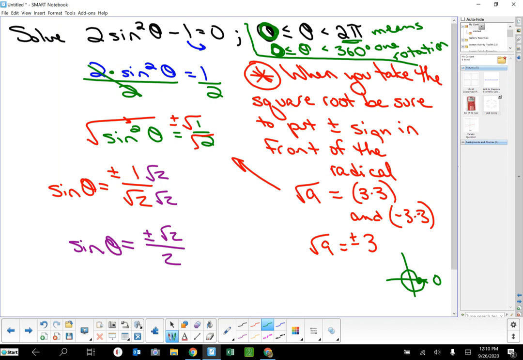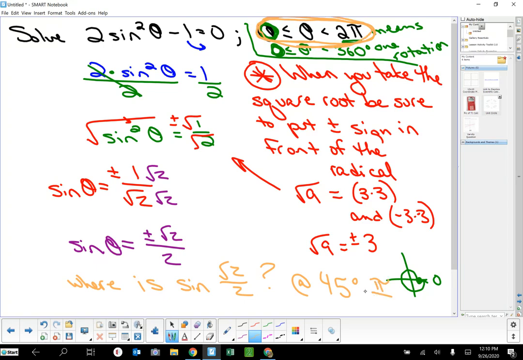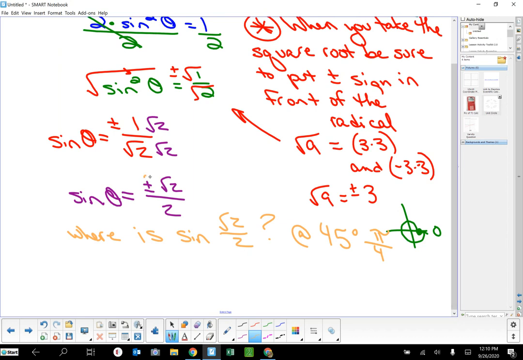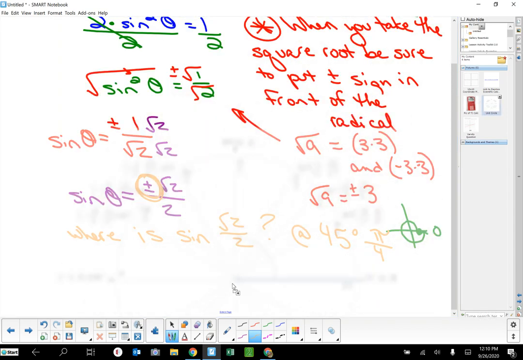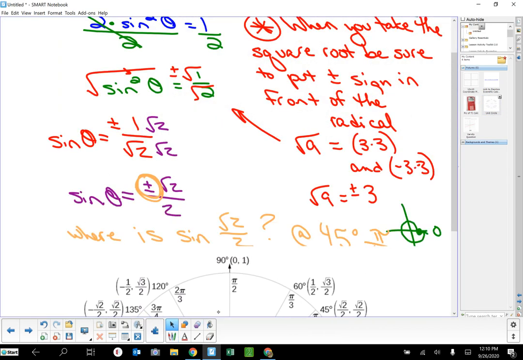So now, here's another question you're going to ask yourself. We solved this. Well, where is sine rad 2 over 2? That happens at 45 degrees. Now, this question, because this is given to you in radians, you're going to answer in radians. So 45 degrees is pi over 4. And because we have a plus or minus, that means all 4 quadrants that this is true in. So again, let me toss a unit circle in here. Unit circle. I'm going to grab this and pull this down the screen a little bit.